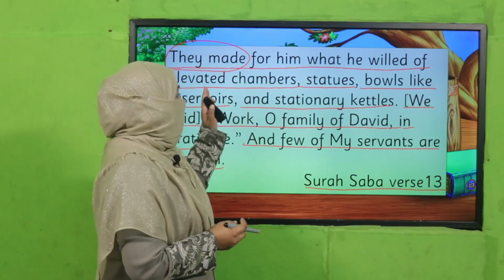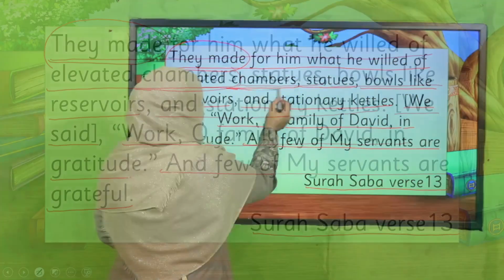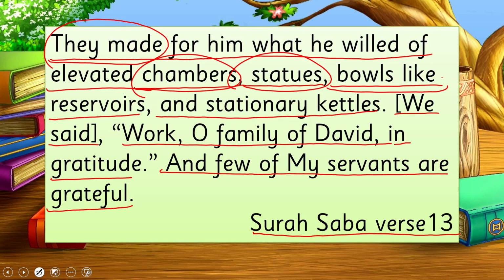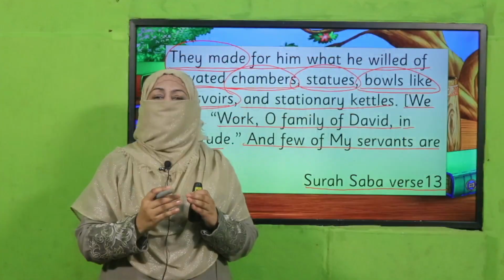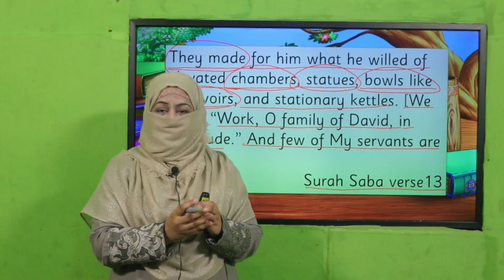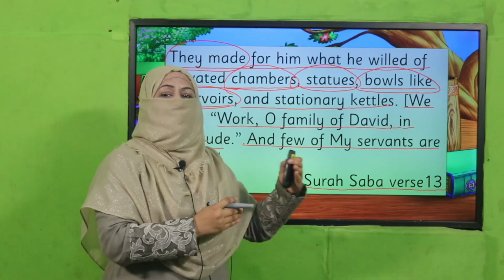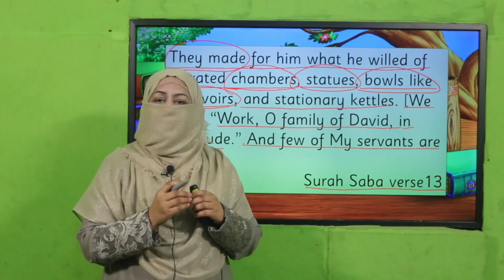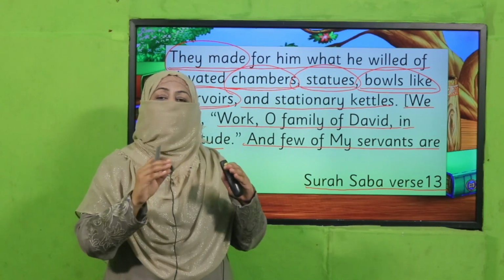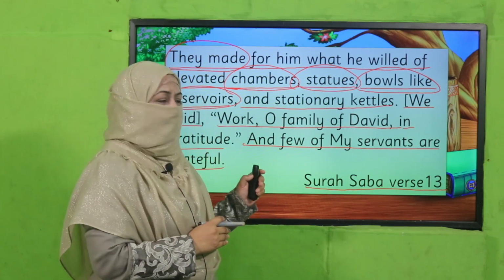So beta, they were making different things, you see, chambers, statues, walls like reservoirs. These are all different things they were making. So once again, like different structures, the way we can make different structures from the same material, likewise, from the same data, we can make different representations of that data, right? Whatever information we want to show, we can show it in different ways, right? So inshallah, we'll talk about it further.